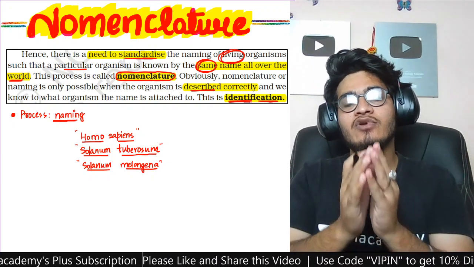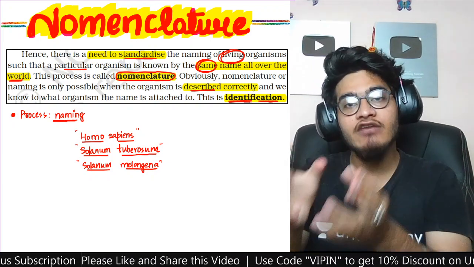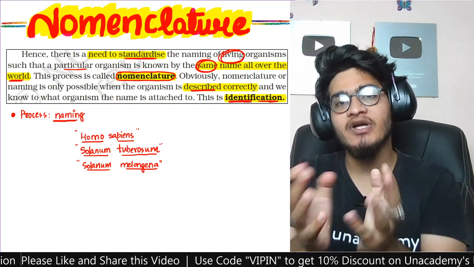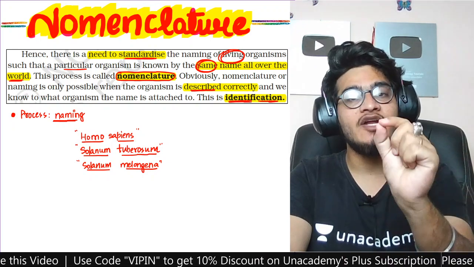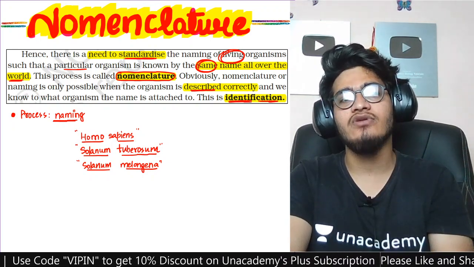It means that आपको नाम रखने से पहले ये पता होना चाहिए कि वो ऑर्गेनिज्म है क्या, उसकी प्रॉपर्टीज क्या क्या है, वो कौन सी कैटेगरी से बिलोंग करता है. तो आपको आइडेंटिफिकेशन करनी पड़ेगी, क्लासिफिकेशन करनी पड़ेगी, देन यू कैन डू द नॉमेनक्लेचर.